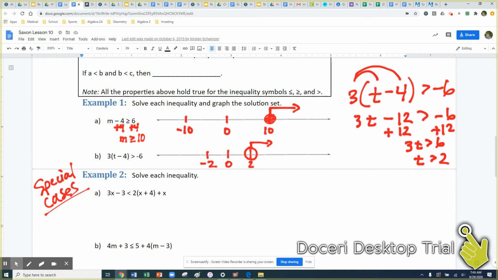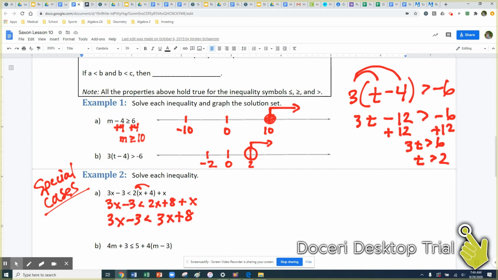So we'll start solving out the right side. I've got a little distributive property to do, so we'll do that. So we get 3x minus 3 is less than 2x plus 8 plus x. Then we combine any terms, so the x's on the right can combine. So I'm going to have 3x minus 3 is less than 3x plus 8.